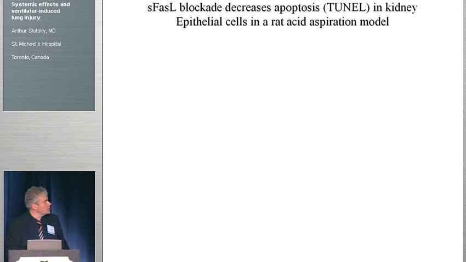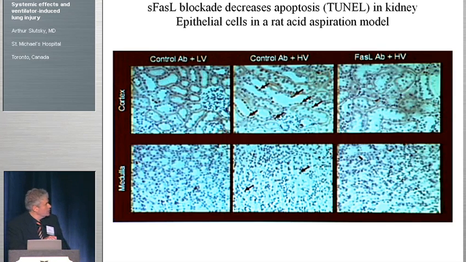We used a blocker for soluble FAS ligand and looked for apoptosis in kidney epithelial cells in that same rat aspiration model. Just focus on the cortex, these three panels: low tidal volume ventilation, high tidal volume ventilation with control antibody, and high tidal volume ventilation with an antibody that blocks FAS ligand. With the control antibody and high volume, you can see a lot of apoptotic cells shown by these arrows. When we blocked FAS ligand with the antibody, there were very few apoptotic cells.